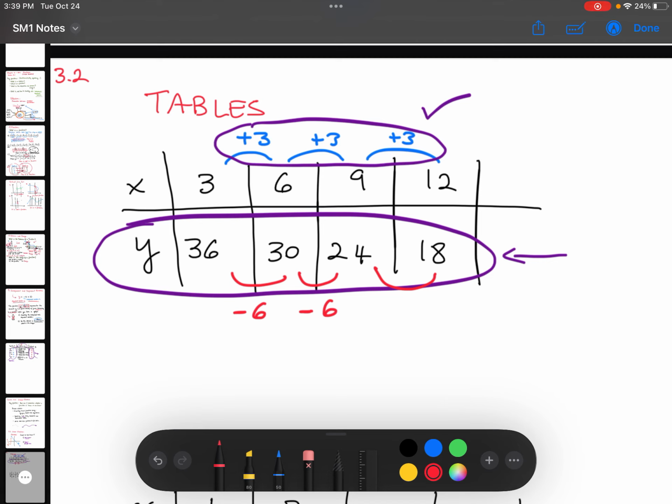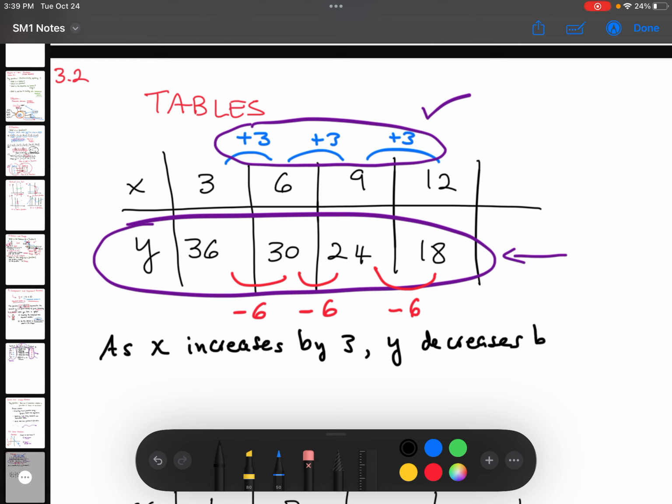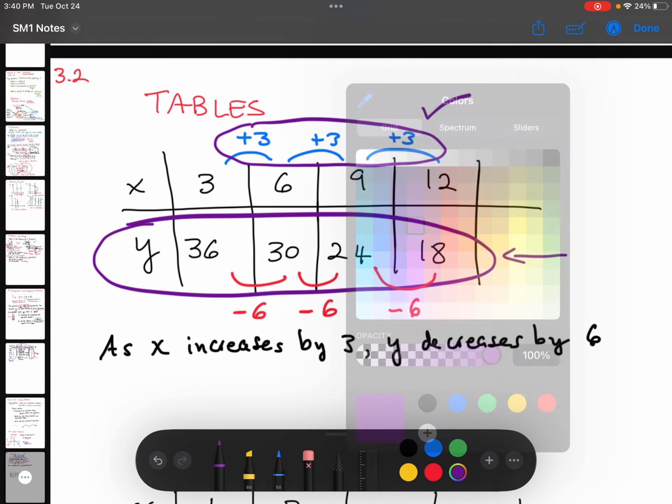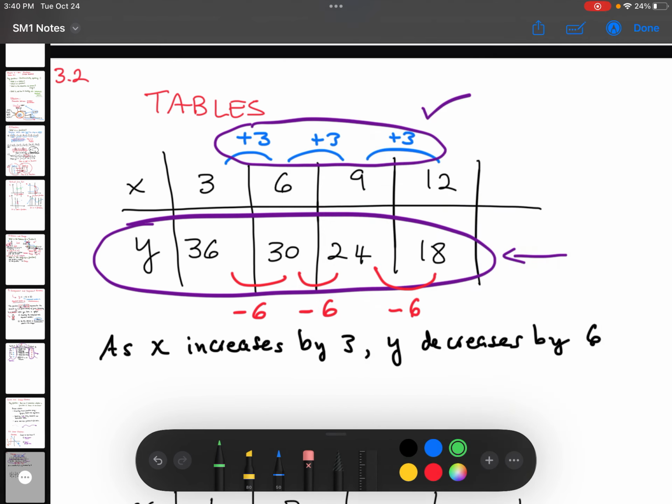So, what's the case here? In this case, you can conclude, as x increases, how does that increase? By 3, right? As x increases by 3, y decreases. How does that decrease? It decreases by 6. In this case, you can conclude this. Sorry, let me use another color.